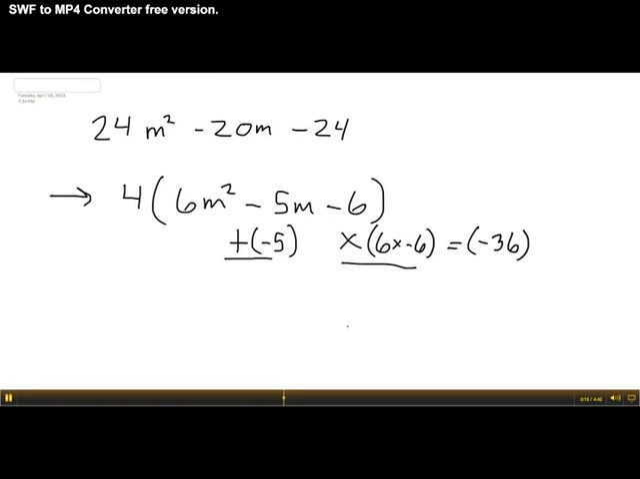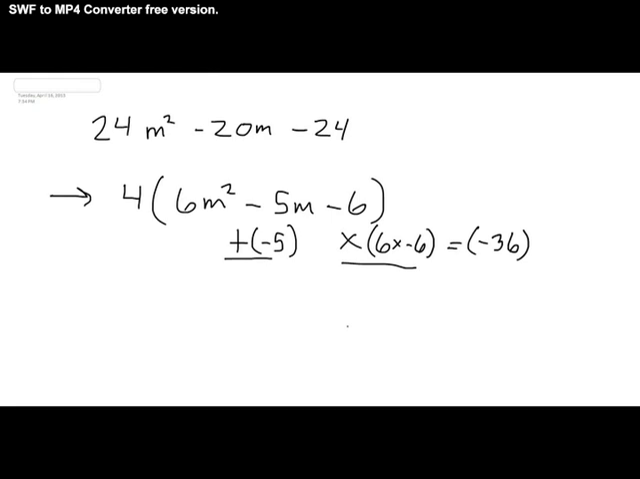Well, 6 times 6 won't work because if one's positive, one's negative, we're going to have 0. So let's try another famous pairing. What about negative 9 and positive 4? Multiplying these two together definitely gives you negative 36, and adding them together definitely gives you negative 5. So you can see the benefits of really knowing your multiplication tables here.